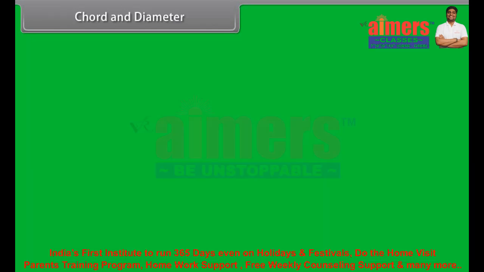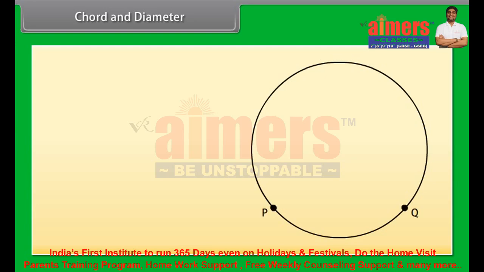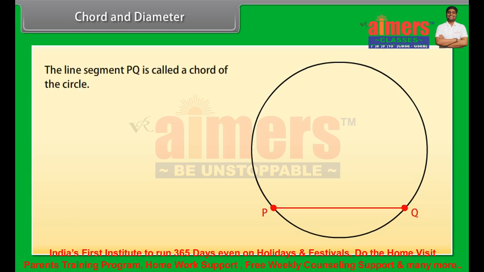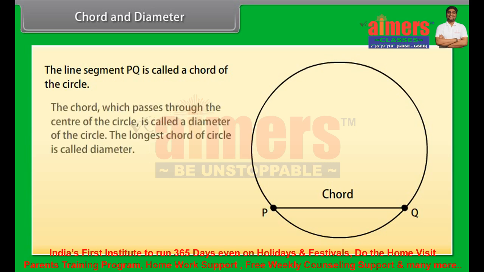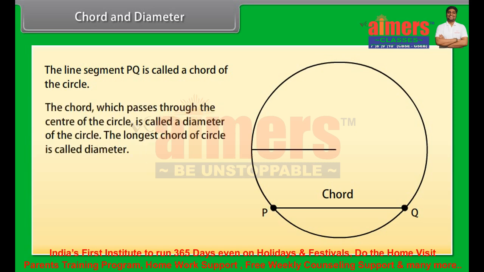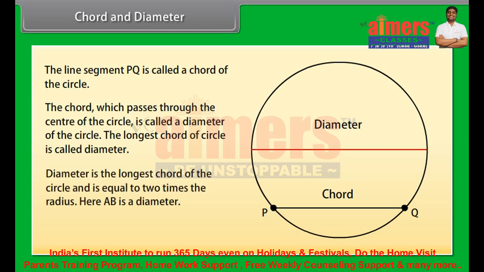Chord and diameter. If you take any 2 points on the circle, say P and Q, and join them, then the line segment PQ is called a chord of the circle. The chord which passes through the center of the circle is called a diameter of the circle. The longest chord of the circle is called the diameter. Diameter is the longest chord of the circle and is equal to 2 times the radius. Here we can see that AB is a diameter.